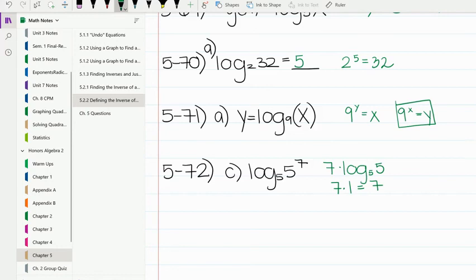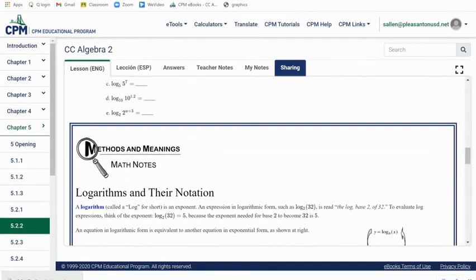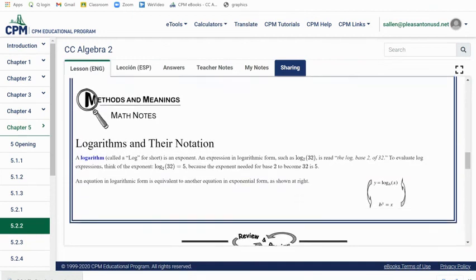Now, that's like the complicated way, but I'm just showing you why that works. But another way you can do it is anytime you have log base of a number to the same number, it essentially just cancels out. So it would just be 7. On the right side here, I was just really showing you why it works and how it works. So you guys will go ahead and finish 72. And then after you do that, you will do the math notes on logarithms and their notation, and that will be all.